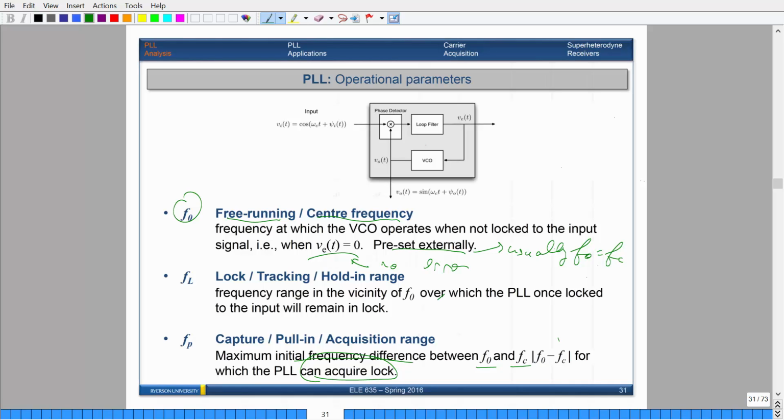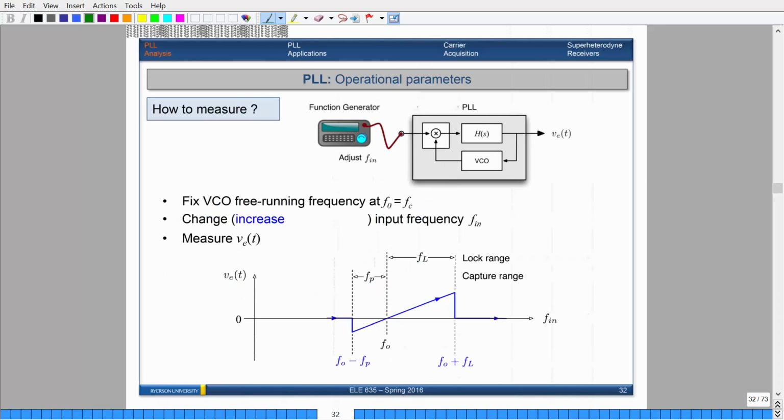It would be nice to actually show you a couple of graphs. Here's the first graph I'll show. How do you actually measure the ranges? How do you measure the lock range and the capture range? Let's say we have a function generator attached to this phase lock loop, and we want to adjust the carrier frequency. So we turn the knob to change the carrier frequency, starting from very low to very high.